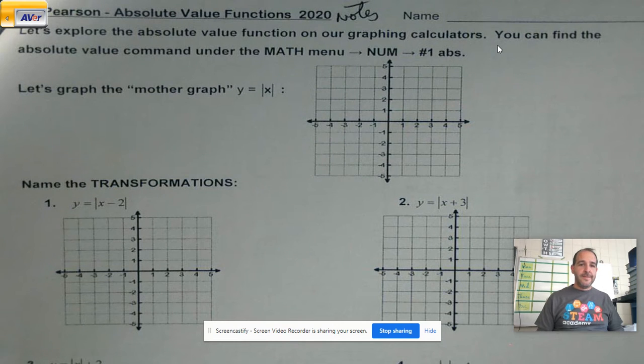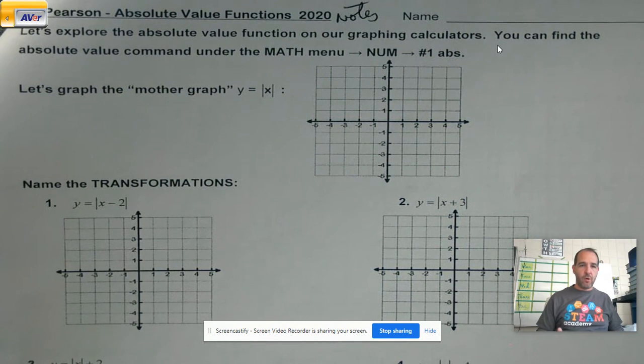Mr. Hardy here. We are going to be chatting about absolute value functions and graphing them today. Now, quick thing before we get started on the notes. This is going to be one of those sections. I don't know if the graphing calculator is a necessity here. I'm going to play with both and let you choose.